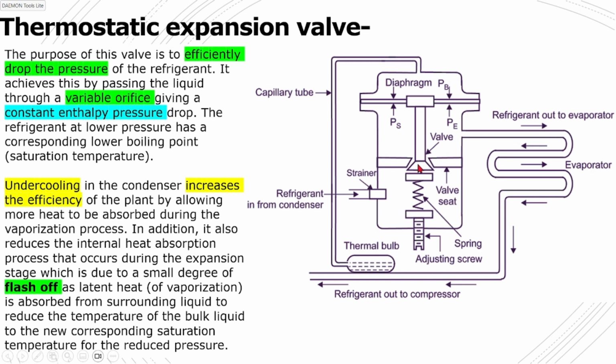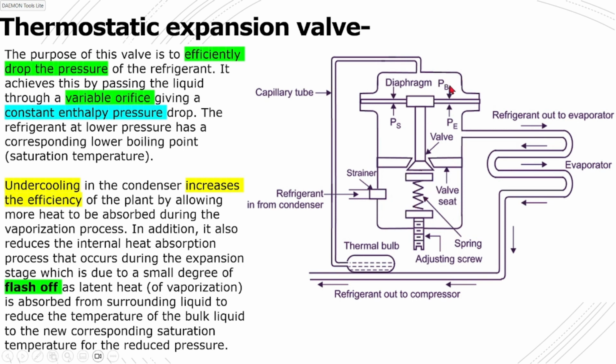This valve, how it opens: let's say the temperature increases after the evaporator, then the liquid inside this thermal bulb, mostly the same refrigerant. If the system used R404A, the expansion valve bulb also consists of the same R404A gas, right? So as the temperature rises, the gas starts to expand. As the gas expands, on the diaphragm there will be a force which acts against the spring pressure.